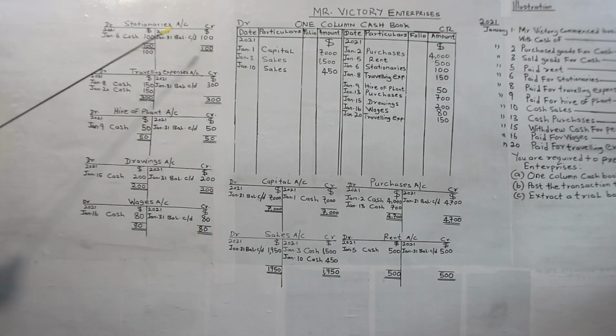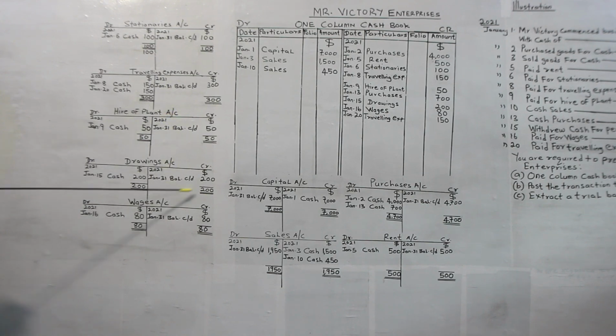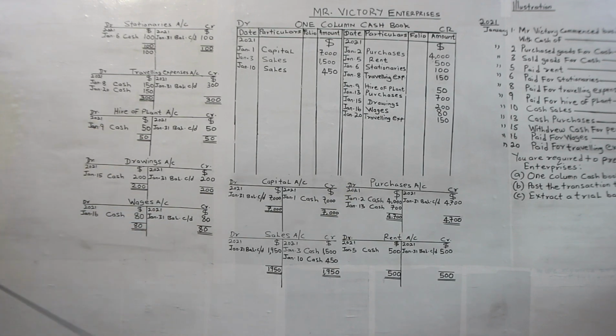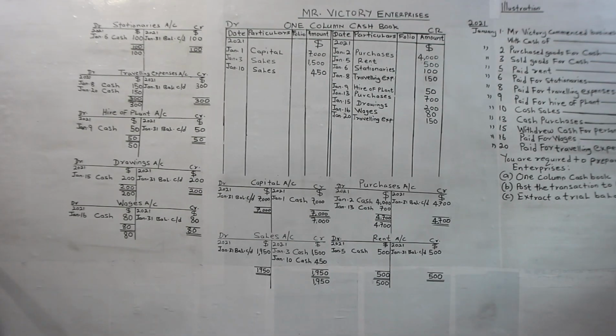So let's do it for stationeries, traveling expenses, hire of plant, drawings, wages, capital account, sales account, purchases account, and rent account. Let's establish all the balance brought down. Just the figures alone first. For the stationeries account, the balance carried down, which is 100 on the credit, is brought to the debit side under the figure. For the traveling expenses, the balance carried down is on the credit 300. We bring it directly at the debit side under.